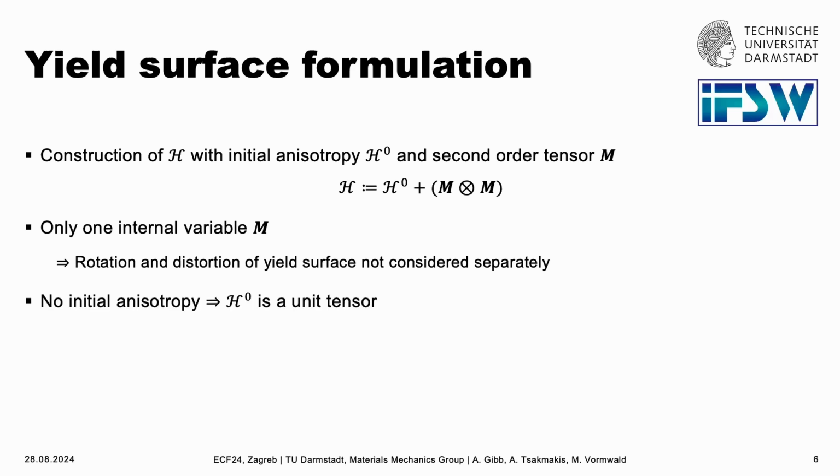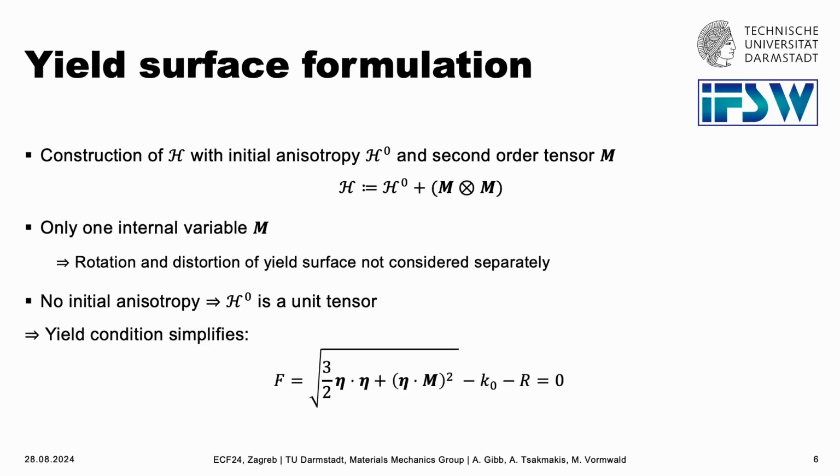We then assume that we don't have any initial anisotropy. So we have initially a von Mises yield surface. So this is just more or less a unit tensor of fourth order. If we introduce this decomposition into the yield surface, it simplifies. It might not look like it, but it does, because we don't have any fourth order tensor anymore. We just have those second order tensors. And you can see if m equals 0, so initially we don't have any anisotropy, we have the classical von Mises yield criterion.